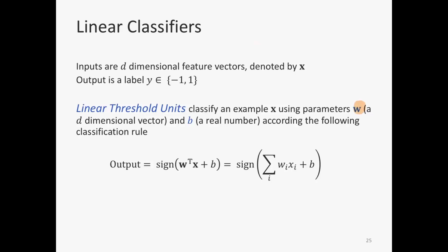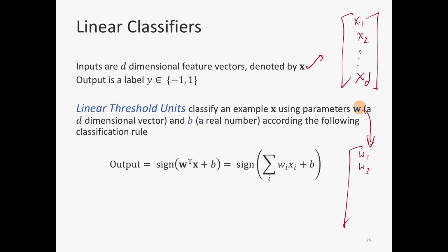W is also a vector. So if X is a vector that looks like X1, X2 till XD, there are D of them, your W is also a vector that looks like W1, W2, till WD. There are D of them. So every feature Xi is associated with its own weight, Wi. In addition, you also have another parameter called B. B is the threshold against which you compare. And the classification rule is simply, actually the threshold is -B in this case.